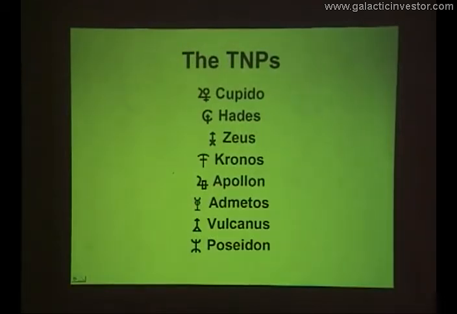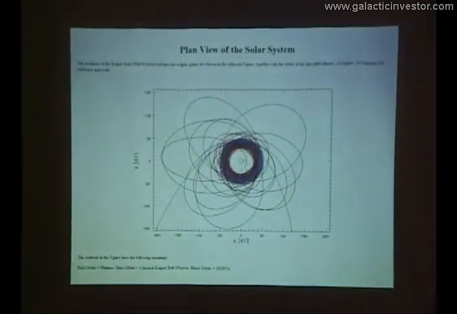Cupido and Hades, the innermost, have very well-defined elliptical orbits. The others are very strange because their orbits are almost perfectly circular. That's an anomaly in the solar system, right? We know that everything travels around the sun in big ellipses, right? Not quite right. Some of the latest research suggests that perhaps the TNPs, the trans-Neptunians, are objects in what we call the Kuiper belt.